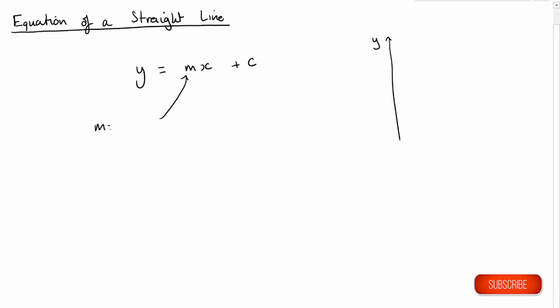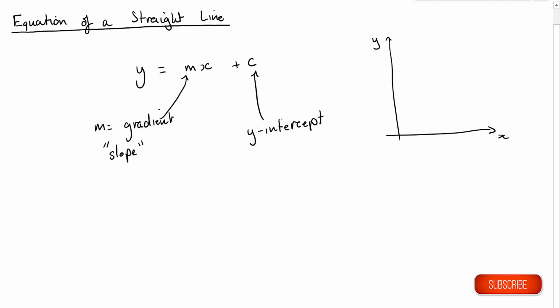m is equal to the gradient, which we'll take a look at. What that means is essentially the slope. So if you have a very high gradient, it means you have a really steep line. If you have a very low gradient, it means you have an almost flat line. And we'll take a look at that in a minute. And x is the value along your x-axis, and c is your y-intercept. That is the point where it crosses the y-axis.